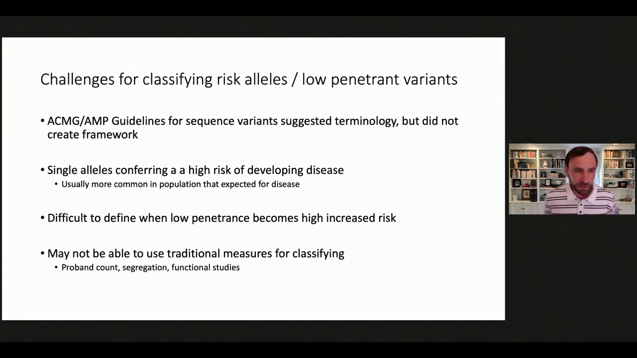I mentioned this already, that these are usually single alleles or single loci conferring a high risk of developing disease, but they're usually more common than you expect. It's difficult to define when low penetrance becomes high increased risk, and this is something that is very challenging, and we'll touch on a little bit, the boundary between low penetrance and risk. And as I mentioned, it's going to be hard to use some of the traditional measures for classifying things, so that's something we'll touch on in our framework as well.